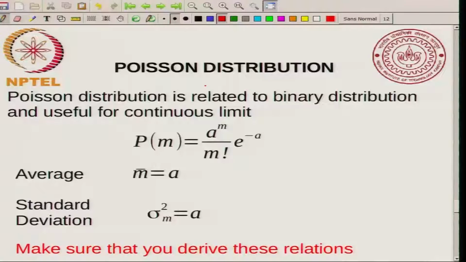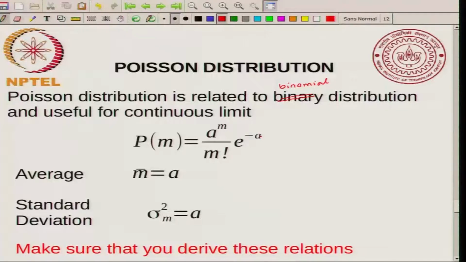Now, there are other distributions that are related to the binomial distribution, which are fairly useful. One of them, which is very well known, is the Poisson distribution, and this is related to the binomial distribution. It is useful for taking the continuous limit, the limit where things become continuous, and the definition is that P of m is given by a raised to m divided by m factorial times e raised to minus a.